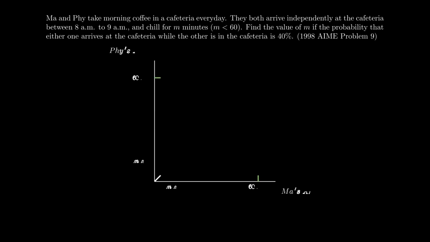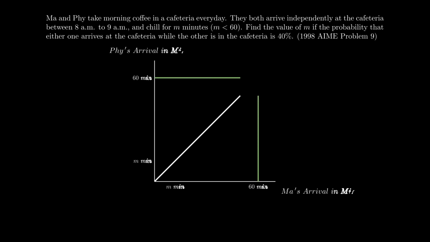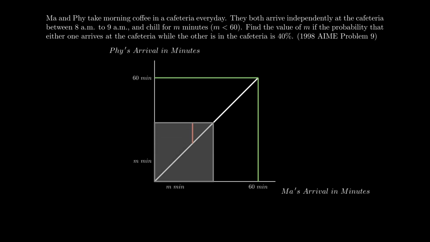Because both Ma and Phi arrive at the cafeteria independently, independent variables could be assigned for both. The segment of y equals x shows the instance where both Ma and Phi arrive at the same time. Now, the passage of time could be shown with a square because time flows equally for Ma and Phi if we ignore the theory of relativity from Albert Einstein in the context of the problem.